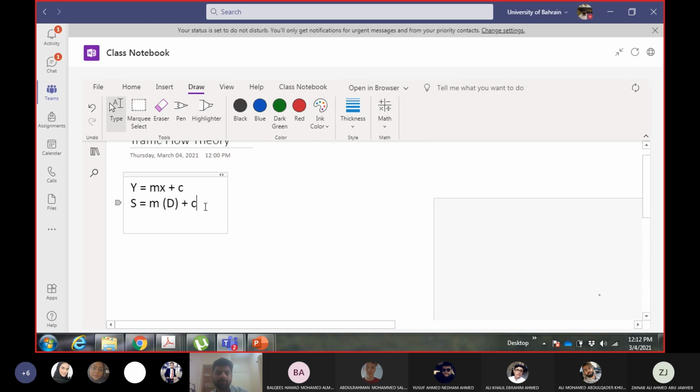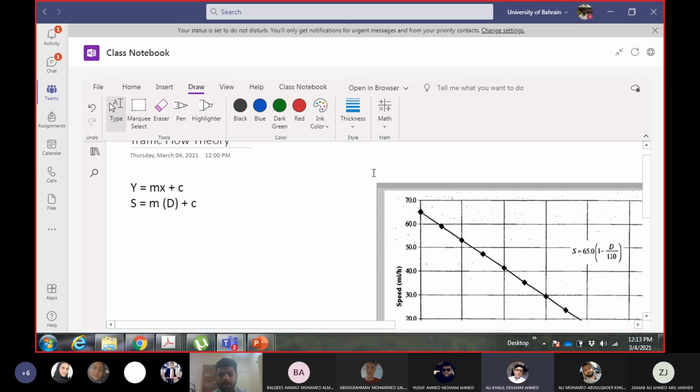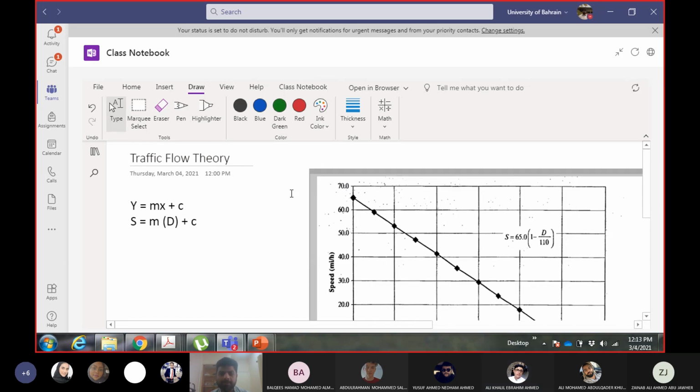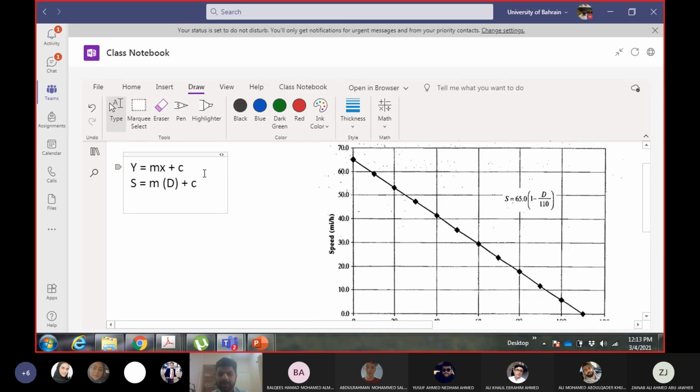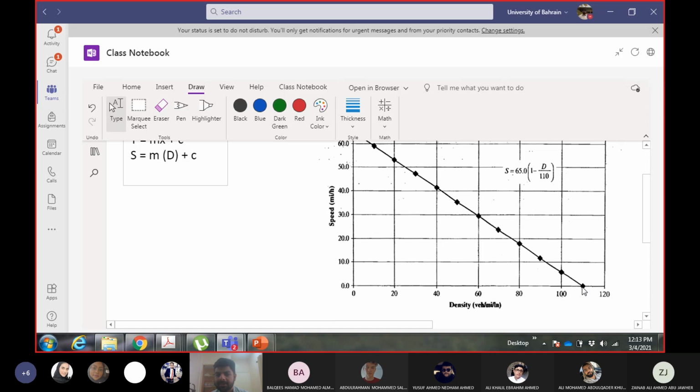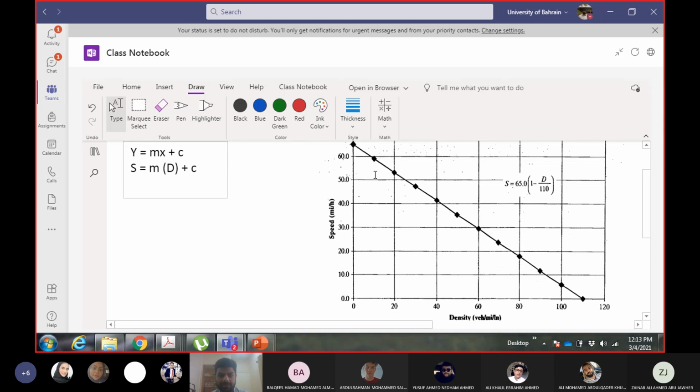So I can replace c with 65. And what was m? M is the slope. Slope is y upon x. For this figure, y is 65, and x is 110. So m is 65 upon 110. Now 65 is the maximum speed when density is 0.